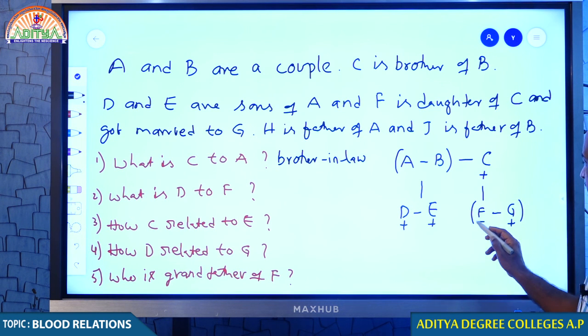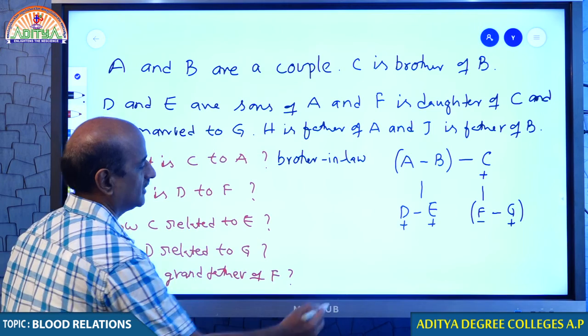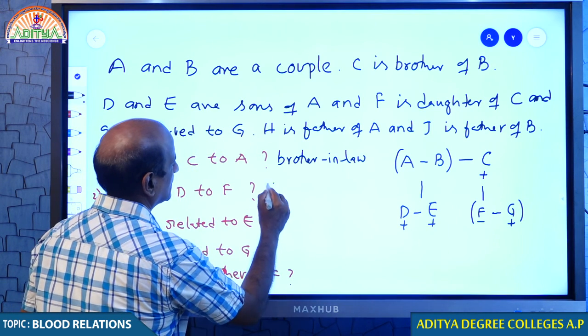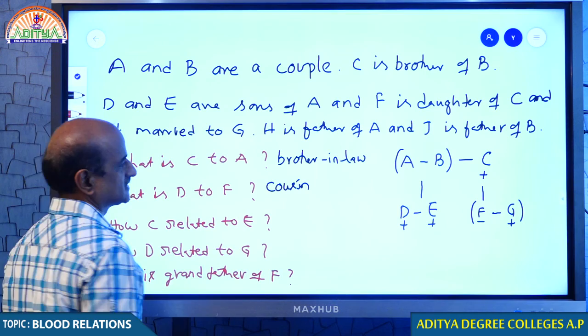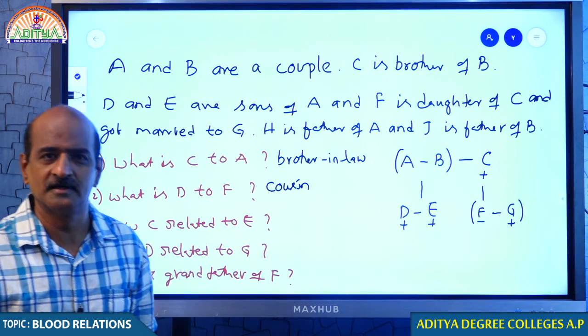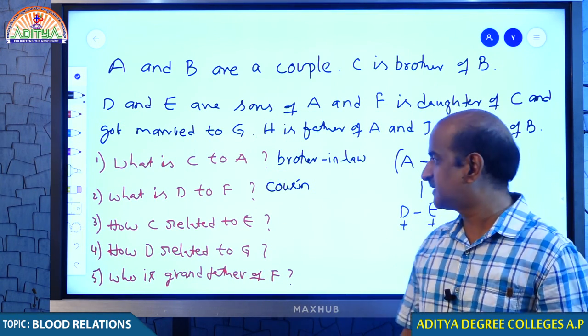F and G happen to be a couple. Therefore, it is a good habit to keep them in bracket. That's a good idea. Next one. What is D to F? What you said is right. Yes, many of you said cousin. Very good. It is enough to say cousin. No need to say cousin brother. Cousin is enough. We can use it for both male as well as female.